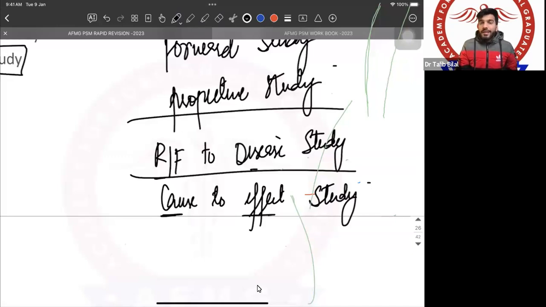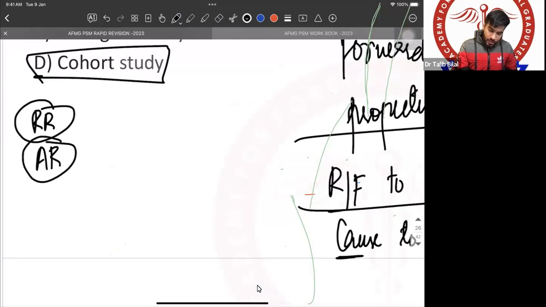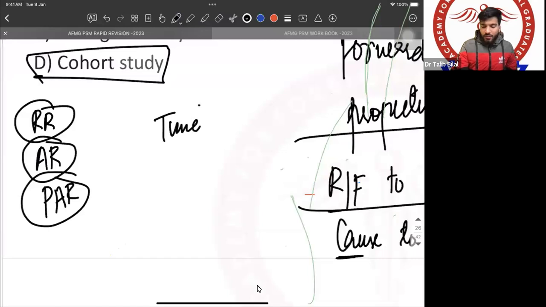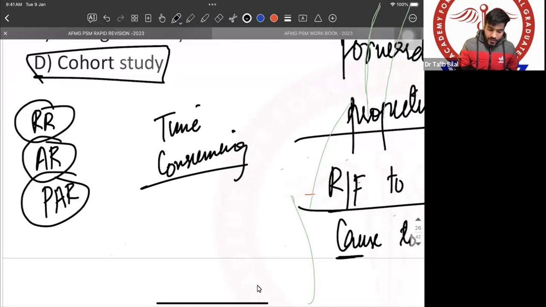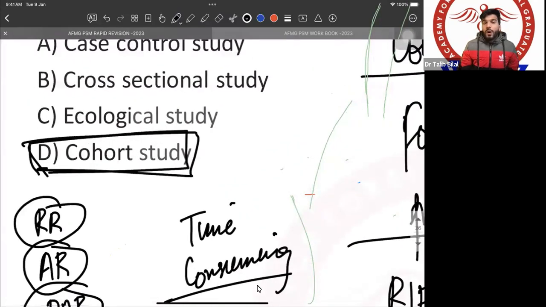After that, the strength of association: what parameters will you check in a cohort study? Relative risk, attributable risk, population attributable risk. But this study is time consuming. And we also check incidence. So incidence, relative risk, attributable risk, and population attributable risk are checked in which type of study, my dear students? They are checked in cohort study.